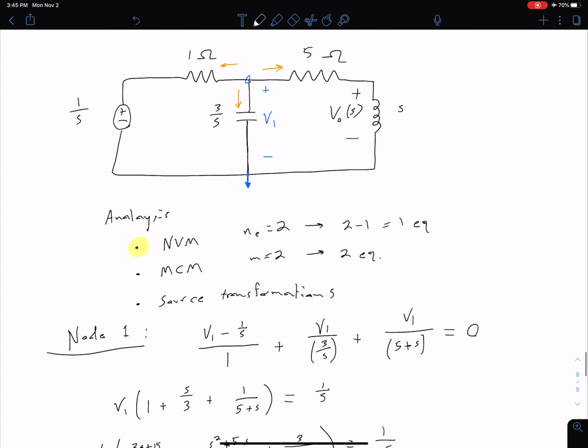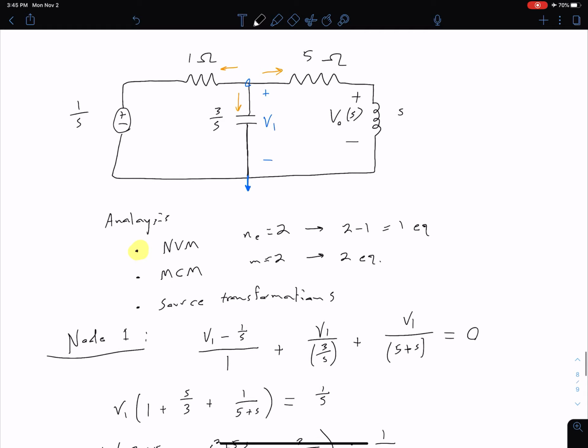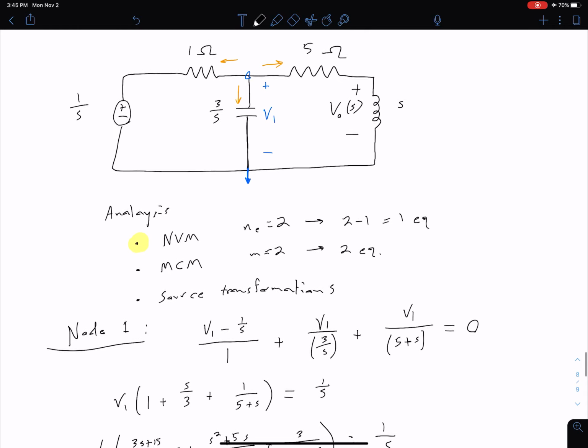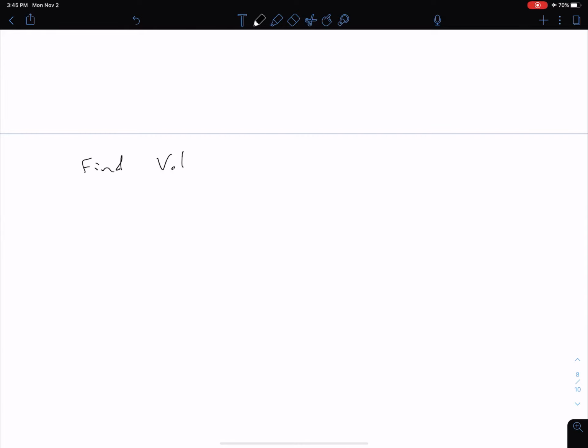We want to find this V out of S. So what we can do now is use voltage division. Let's use our voltage division to find V out of S.